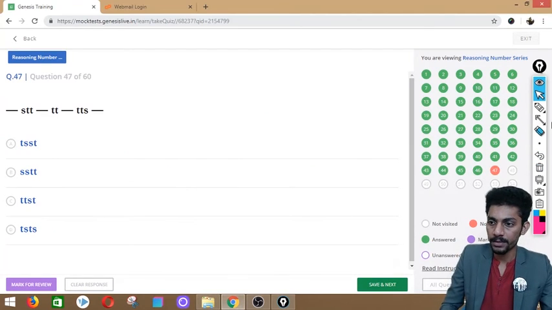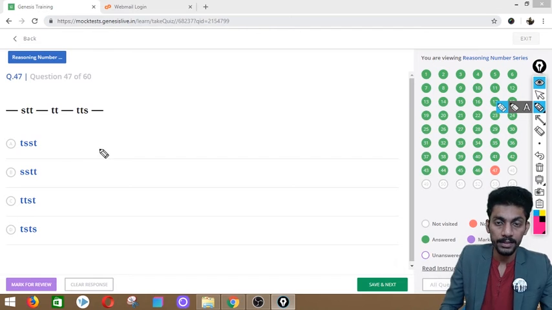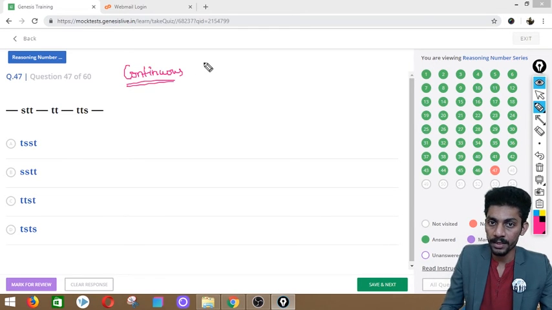Let's solve question number 47. Question number 47 says these are continuous patterns. Continuous. Okay, I told you 3 types of series. One series is letter series, number series, and now it is continuous series. Now what is a continuous series? Now there's an example given here.